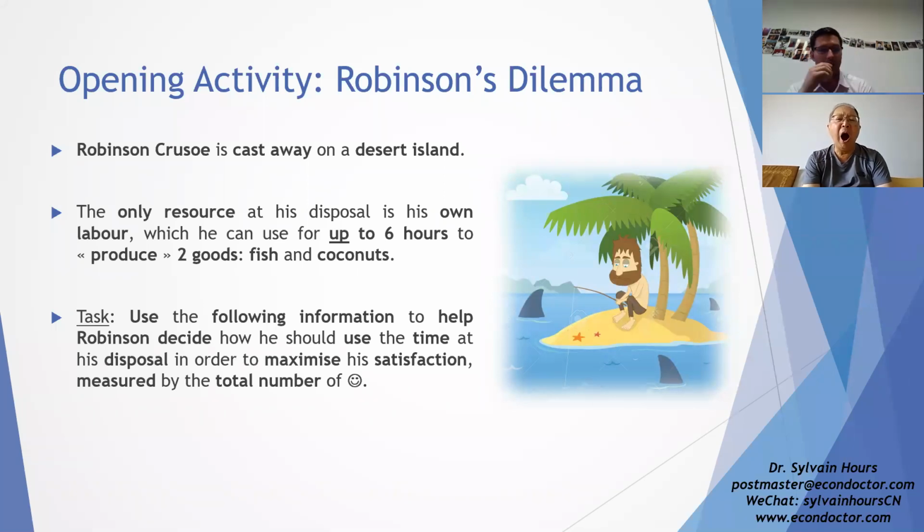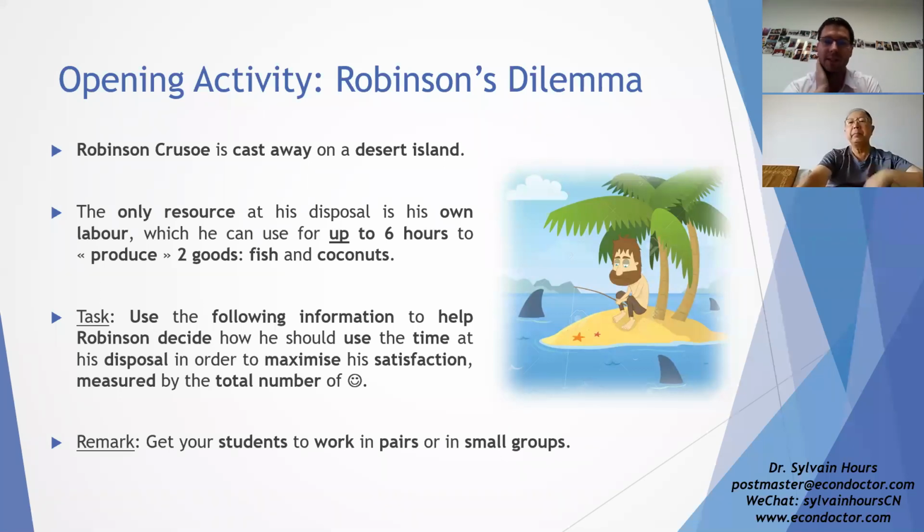So the job that you can assign to your students is to ask them to use the following information. The next slide will give you some figures. Use the following information to help Robinson decide how he should use the time at his disposal in order to maximize his total satisfaction measured by the total number of happy faces. Okay, that's going to be easier than a monetary value. Let's just count satisfaction as the number of happy faces. So you could get your students to work individually, but I think it's better to make them work in pairs or in small groups. This could be quicker for them to find the answer to this problem.